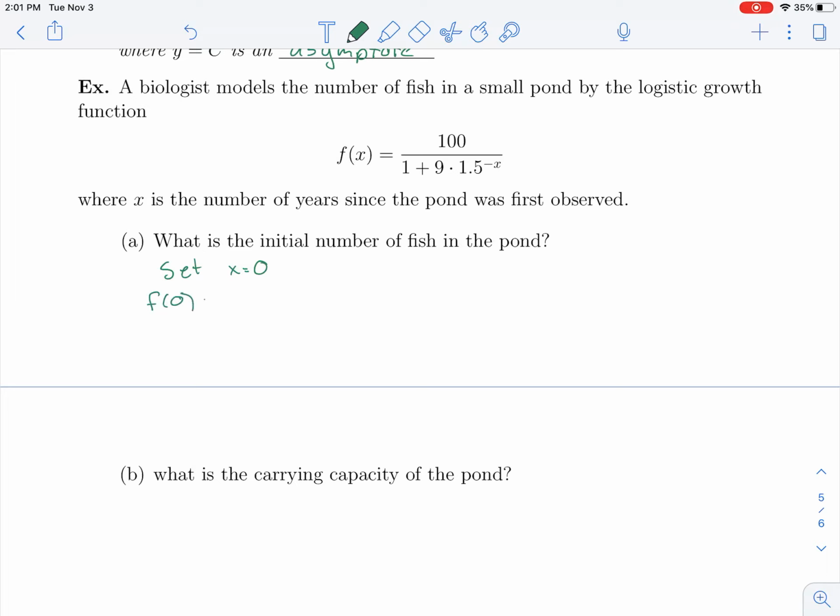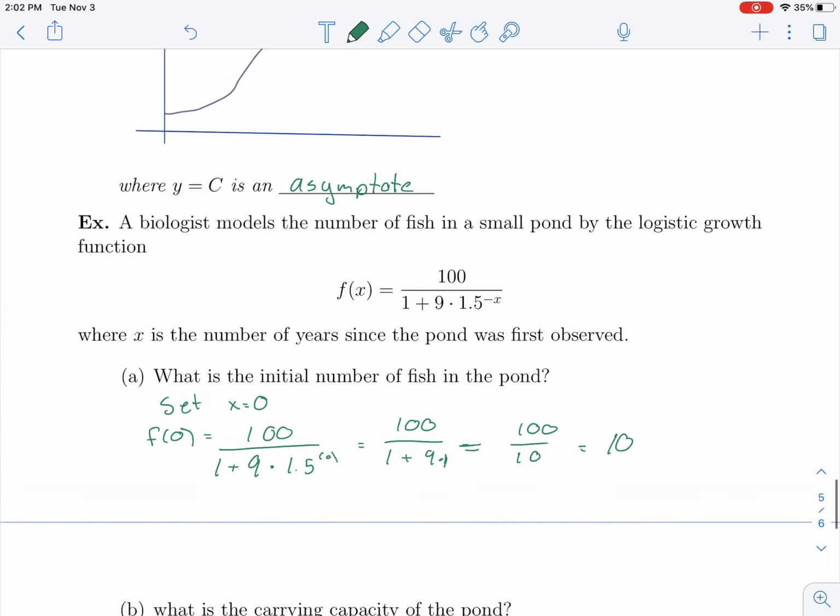So I need to find where f of 0 is. So I have my function. I'm going to plug in: 100 divided by 1 plus 9 times 1.5 to the 0. Only 1.5 is raised to that 0 power. Anything raised to the 0 power is just 1. We learned that at the beginning of class. So I have 100 divided by 1 plus 9, times 1, basically. So that's going to equal 100 divided by 10, equaling 10.